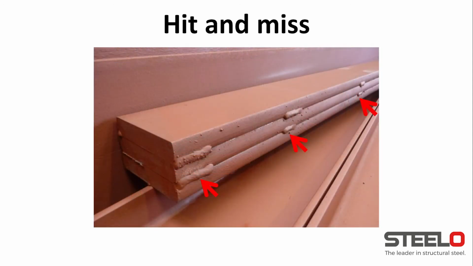A hit and miss weld is a weld like shown here, where there's a bit of hit and then there's a big gap, which is called the miss, and then again there's the hit, which is the weld, and then a gap, which is the miss.